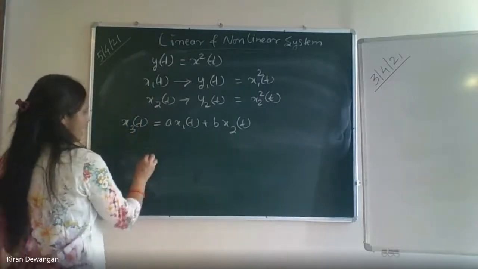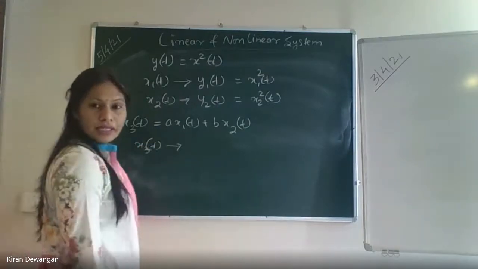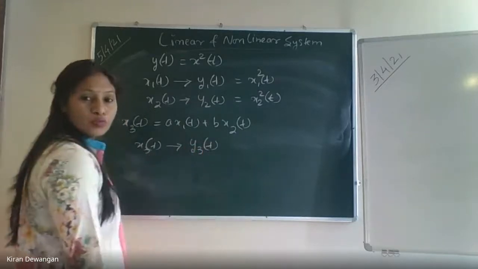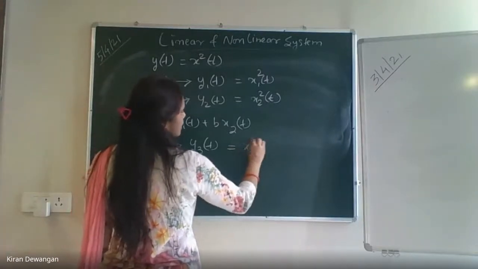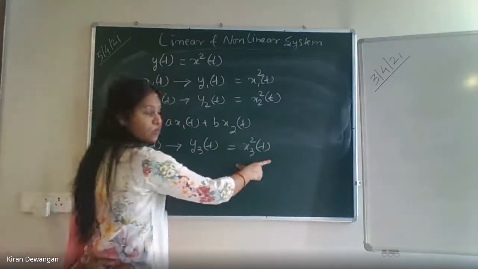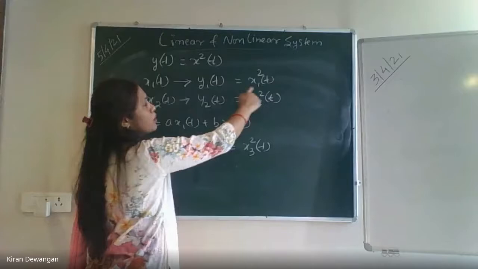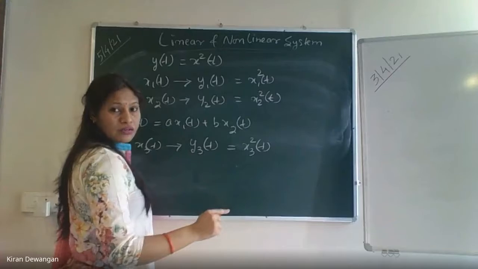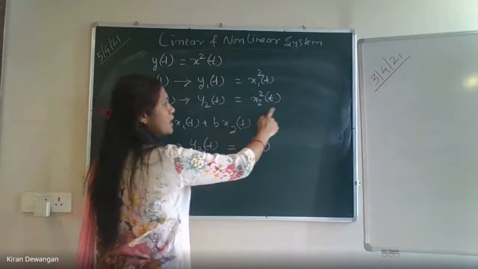Now when I am applying x3t as an input, the output will be y3t. And what is it? It is x3t squared. Definitely it's going to be x3t squared. In the same system, if I am applying x1t, the output is y1t, which equals x1t squared. Now if I am taking x2t as another input, the output is y2t, and in that case y2t equals x2t square.